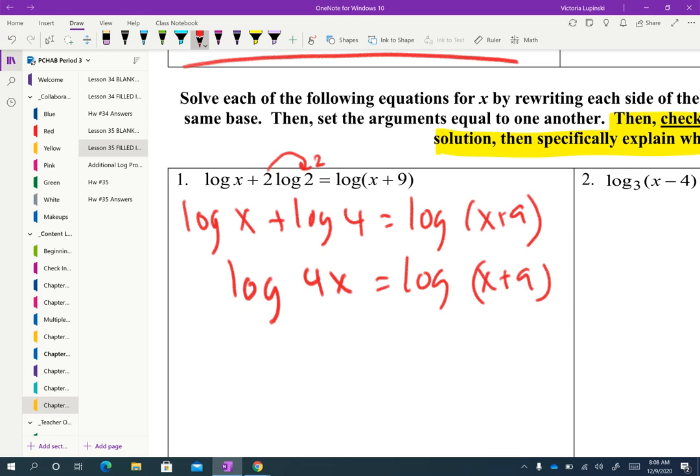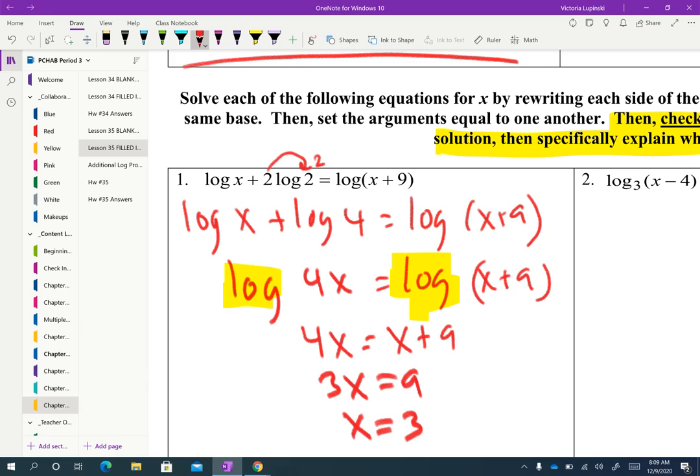And then we already learned how to solve with like bases. This is what I like to call like logs. If you have log of the same base on both sides, you can essentially get rid of those logs and simply set the arguments equal. So 4x is equal to x plus 9. 3x is equal to 9, which means that x is equal to 3.